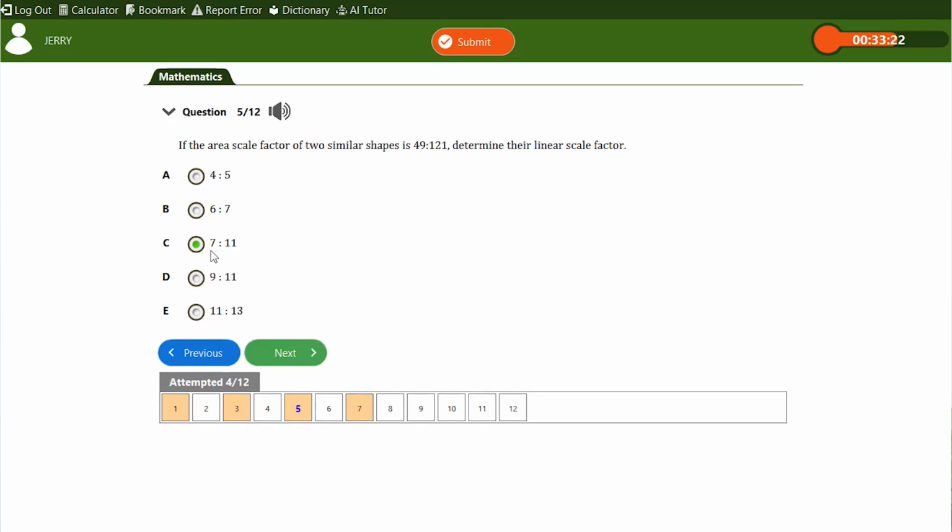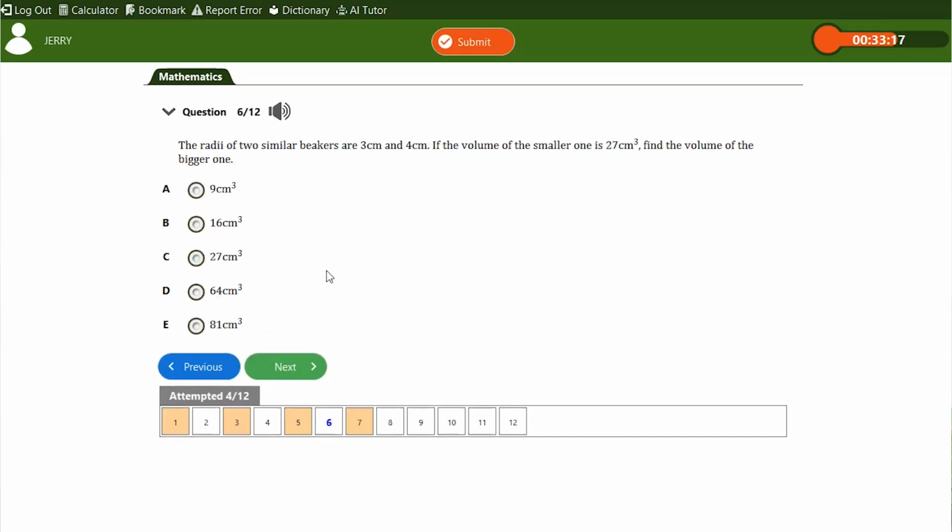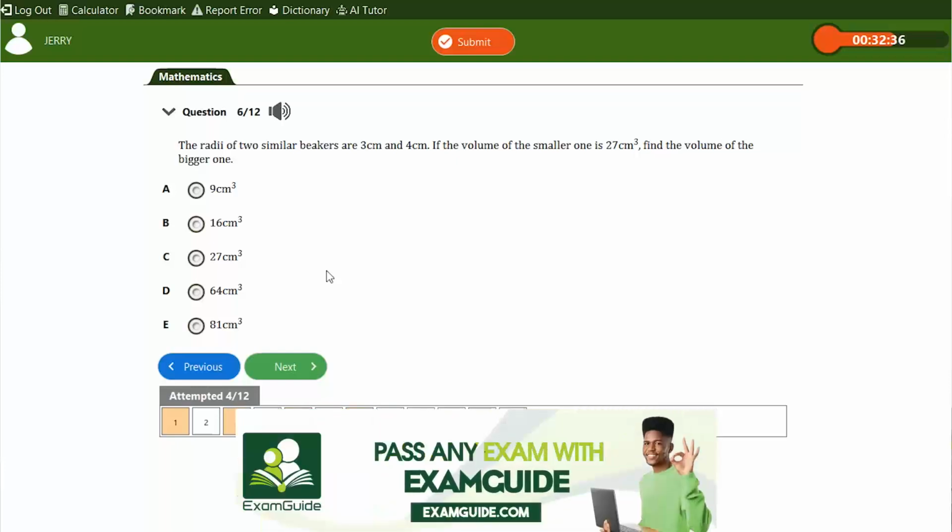All right, let's look at the next question. They say the radii of two similar beakers are 3 cm and 4 cm, and if the volume of the smaller one is 27 cm cube, find the volume of the bigger one. Like we said, the concept of similar shapes is not just for plane shapes, it's also for solid shapes. A beaker is a solid shape.